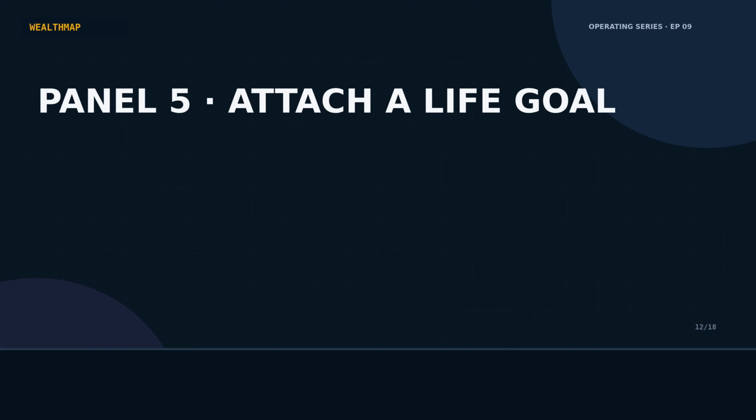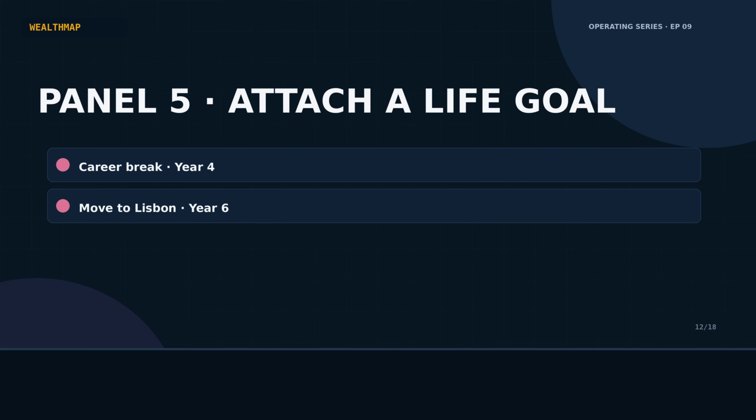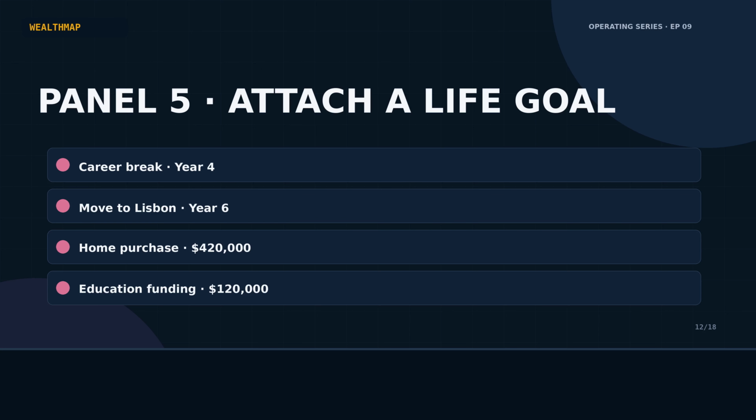The fifth panel is the life goal. This household wants a career break in year 4, a move to Lisbon in year 6, a $420,000 home purchase, and $120,000 for education. Wealth serves those decisions, not the other way around.